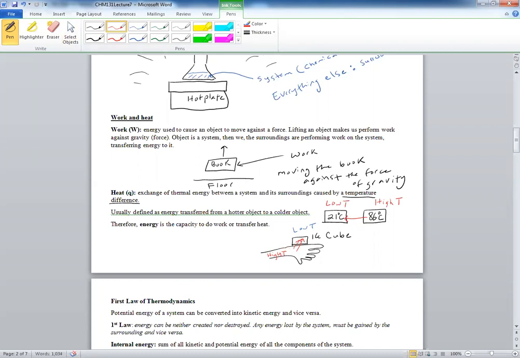Perceptually, it feels different because it feels like something is leaving your body, or like the cold getting into your body, but it's actually your hand that is losing energy in the form of heat to the ice cube, which is causing the ice cube to melt. So that's a simple way of showing and representing heat. There has to be a temperature change.